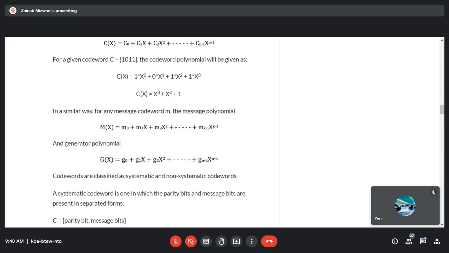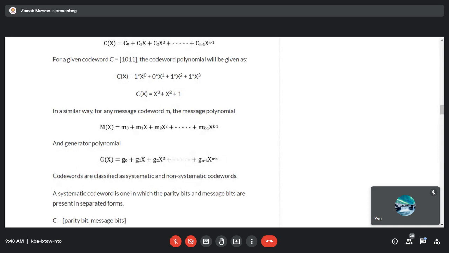Did everyone understand? So we have studied one polynomial, called the code word polynomial. Another polynomial which we have over here is called the message polynomial. It is given as m of x equals m0 plus m1x plus m2x square up to m k minus 1 x raised to k minus 1. So we have to keep in mind very carefully that when you write the message polynomial, you should know what the highest power of x should be.